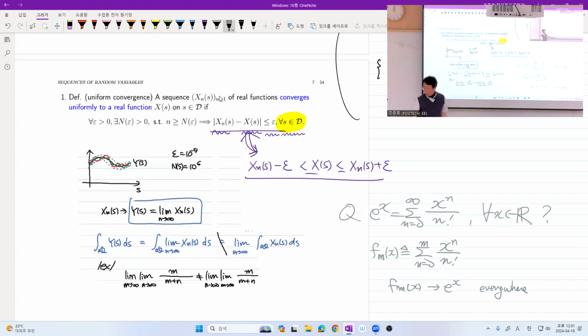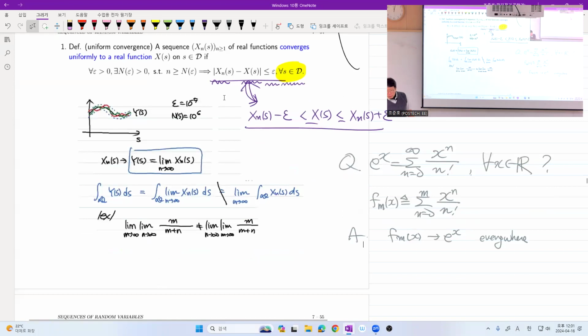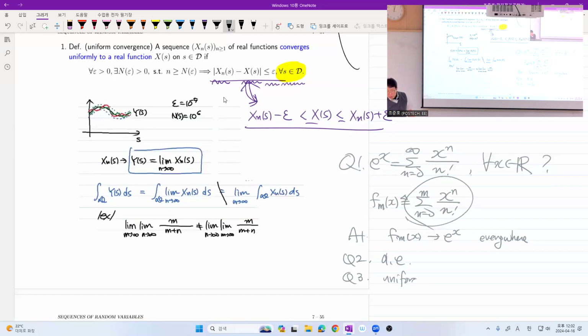This is the answer. Okay. Second question: does this sequence of functions converge to e to the x almost everywhere? Of course, everywhere convergence implies almost everywhere convergence. So almost everywhere convergence. Third question: does this sequence of functions uniformly converge to e to the x? The answer is yes. Okay.